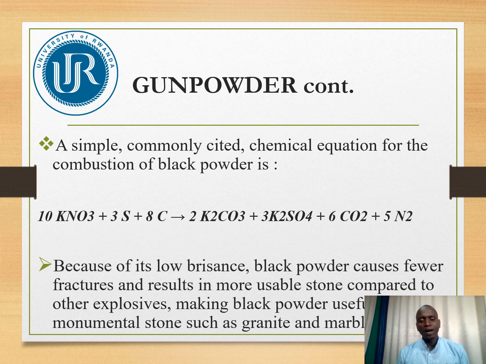So gunpowder has a simple, commonly cited chemical equation, as you can see. It is a compound of potassium nitrate, sulfur, and carbon, which is charcoal. Because of its lower brisance, black powder causes fewer fractures and results in more usable stone compared to other explosives, making black powder useful in most activities.